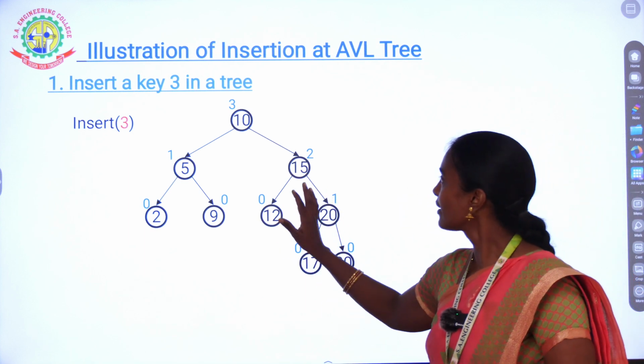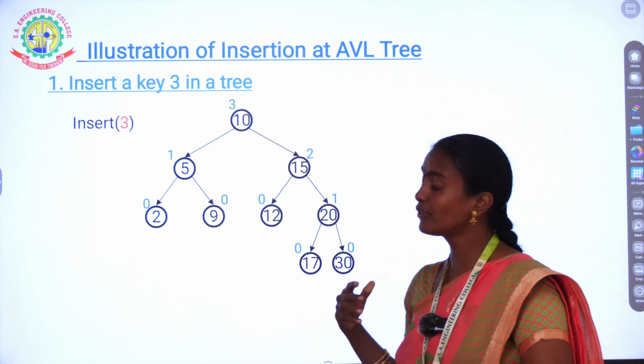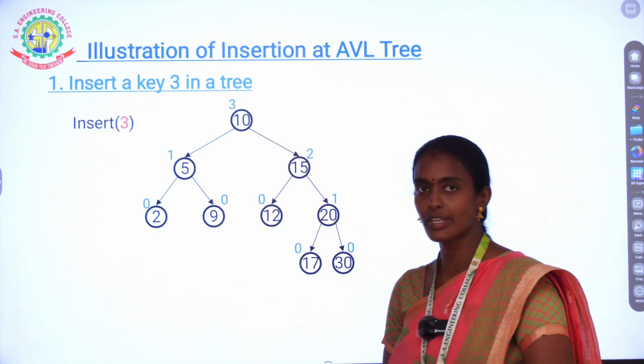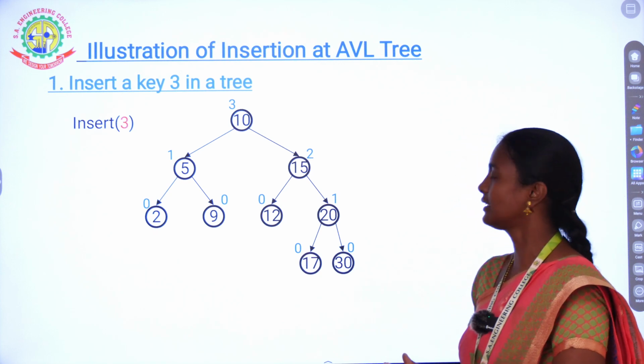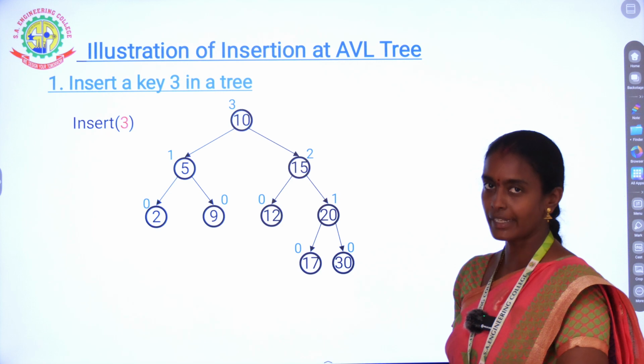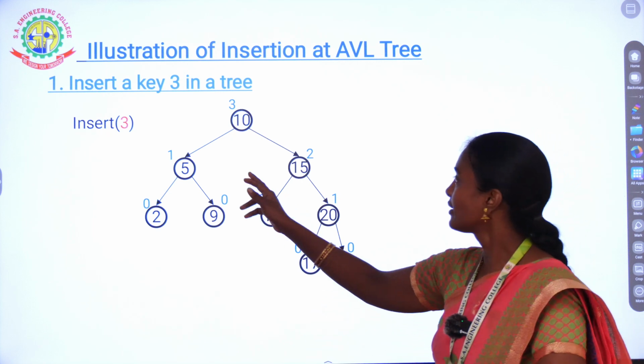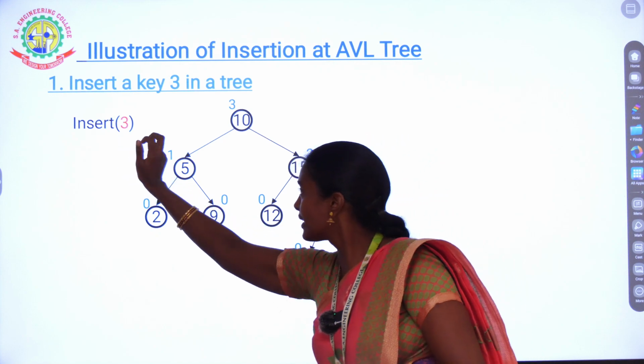So here is the tree, and we have to insert a key 3 in the tree. We know that the condition for the binary search tree is that a value which is less than the root node is inserted on the left side. If the value is greater than that node, we insert the key on the right side. Now we are going to insert the key 3.